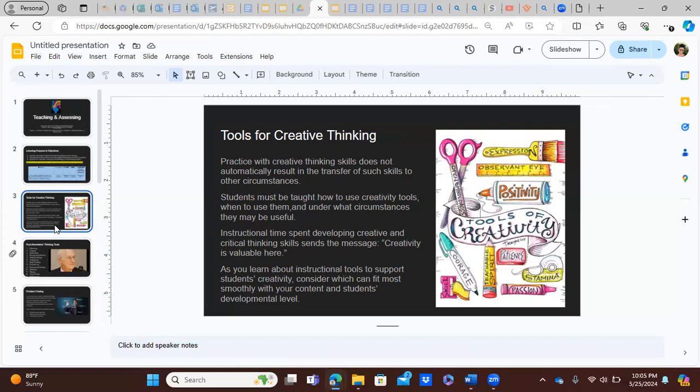As you learn about instructional tools throughout this lesson to support students' creativity, consider which can fit most smoothly with your content and students' developmental level. So this is kind of your thinking question for today. And it's one that I challenge you as you move forward in the lesson. Consider which you feel like you could implement into your lesson.